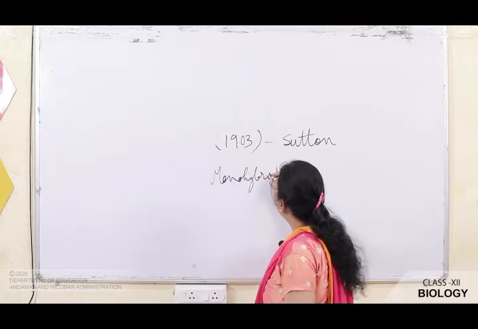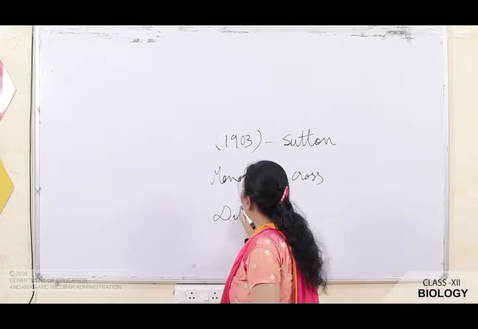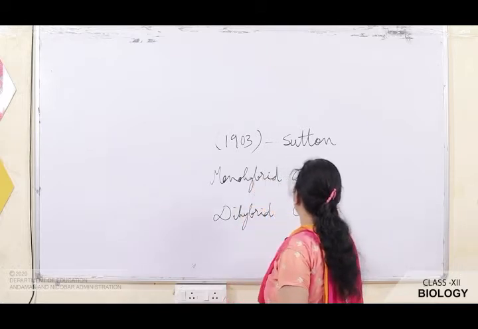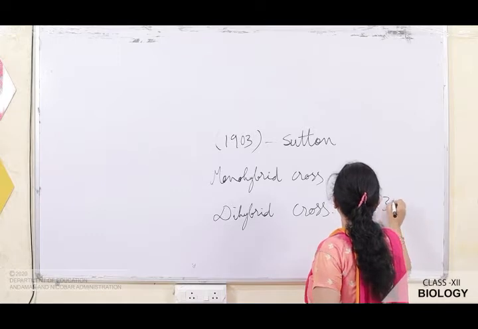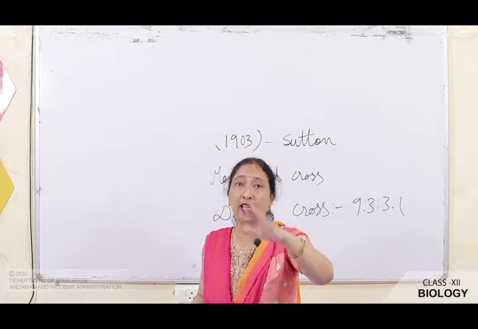That's why they failed. That's why no recombination would form. But even in the dihybrid cross, Mendel's dihybrid ratio maintained is 9:3:3:1. In this also he was unable to say anything about recombination.